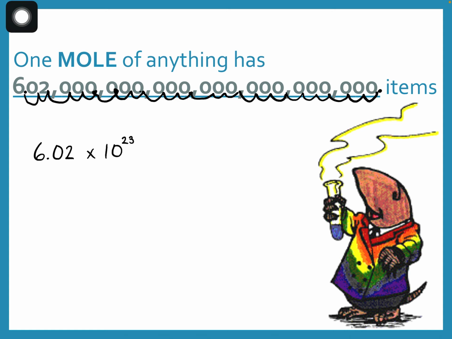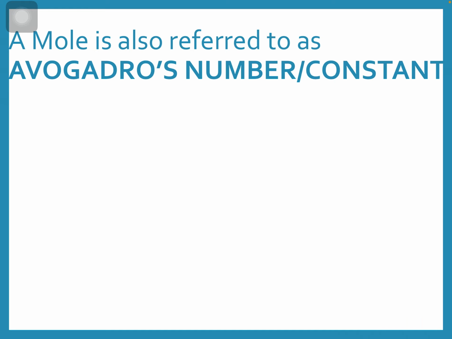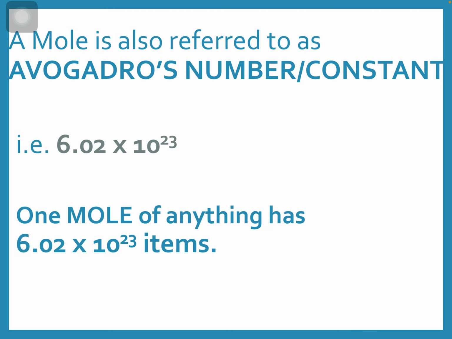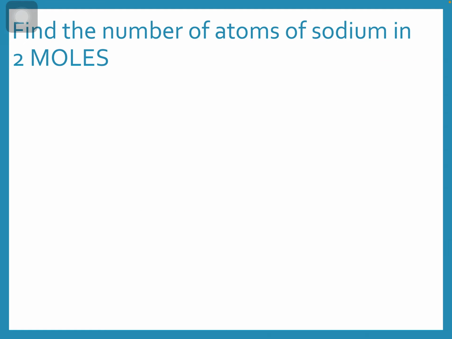And when I'm talking about 1 mole of something, I mean this many of it. So that number, the 6.02 times 10 to the 23, that is something that we call Avogadro's number or Avogadro's constant. And so 1 mole of anything has 6.02 times 10 to the 23 of those. So if I have 1 mole of water, then I have 6.02 times 10 to the 23 molecules of water. If I have 1 mole of sodium, then I have 6.02 times 10 to the 23 atoms of sodium.